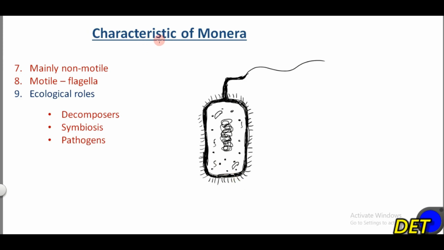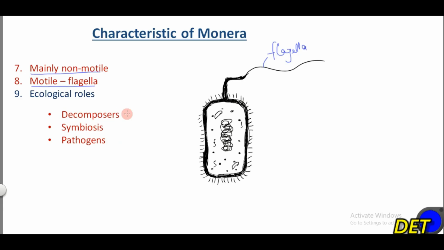So organisms in the kingdom Monera, which are the bacteria, they are usually non-motile. They can't move, but some of them can move. Those that have flagella are able to move, right? But most of them are non-motile. The motile ones move with the help of flagella.